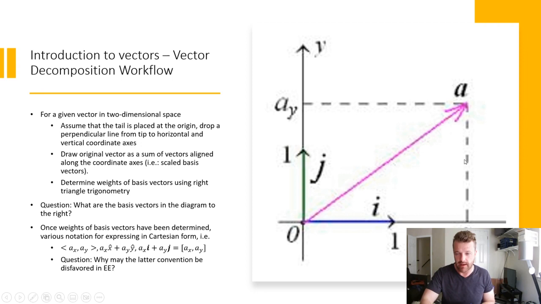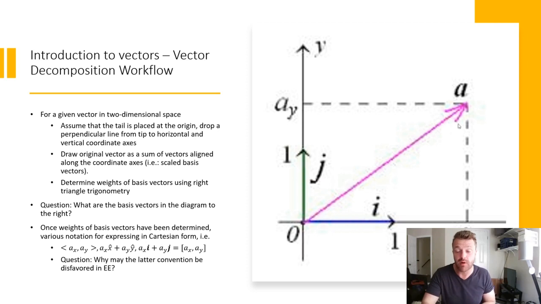So there's your perpendicular line to the x-axis. There's your perpendicular line to the y-axis. And what you then want to do is just look at how you could write this vector as the sum of two vectors, one of which is purely along the x-axis and one of which is purely along the y-axis. And that's always going to be pretty easy to see geometrically. The question is just, what do the weights of those vectors need to be?